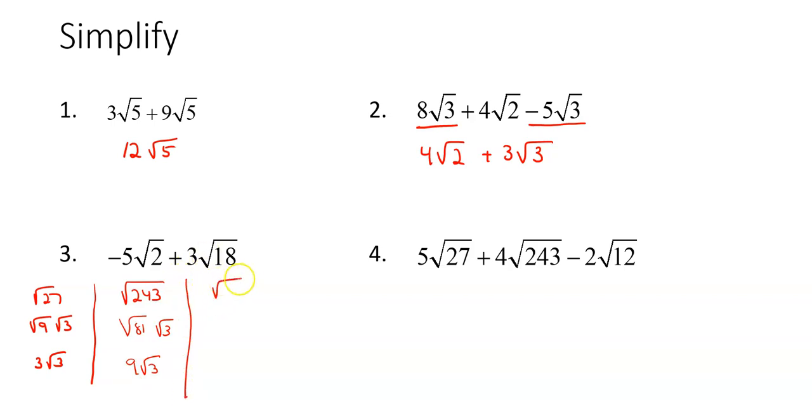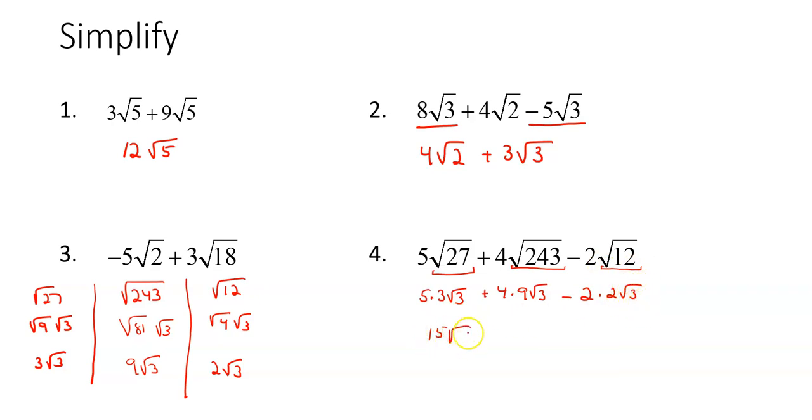How about 12? That seems like a relatively simple one. 12 breaks down into 4 and 3. Square root of 4 is 2. So I get 2 square root of 3. So when I come over here, I'm going to replace that square root of 27 with this 3 square root of 3. But don't forget there was already a 5 there to begin with, so don't lose that. There was already a 4. I'm going to replace that square root of 243 with a 9 square root of 3. Then a minus 2, and I'm going to replace that square root of 12 with a 2 square root of 3. So that gives me a 15 square root of 3 plus a 36 square root of 3 minus a 4 square root of 3.